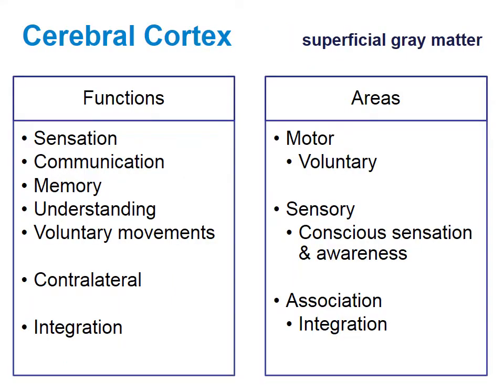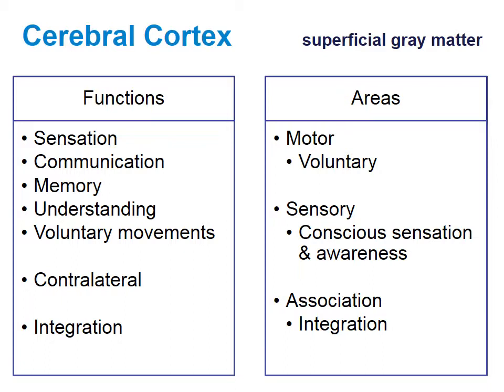The cerebral cortex is amazing in its many functions. The ability to make synapses in the gray matter, or integration, results in feeling, talking, understanding, learning, remembering, and controlling skeletal muscles. The hemispheres are contralateral, in that they control or sense the opposite side of the body.